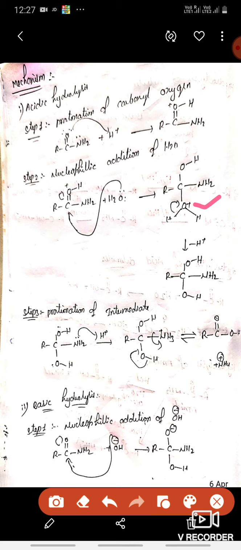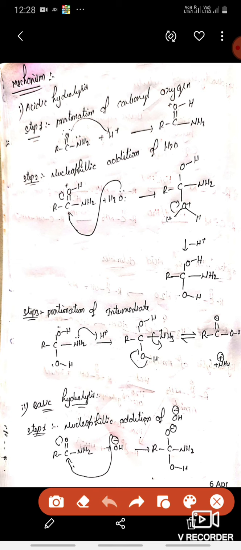In the next step, H positive is going to be removed, and gem diols are going to be generated. Gem diols are never going to be stable, so we can think that elimination may be possible. But it is not like this, because nitrogen contains a lone pair of electrons. This can participate in resonance and make the double bond, so this elimination is not going to be possible in this case.